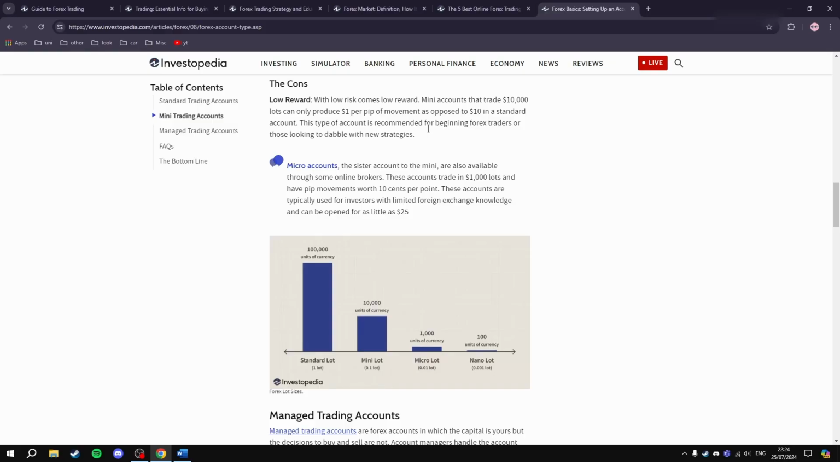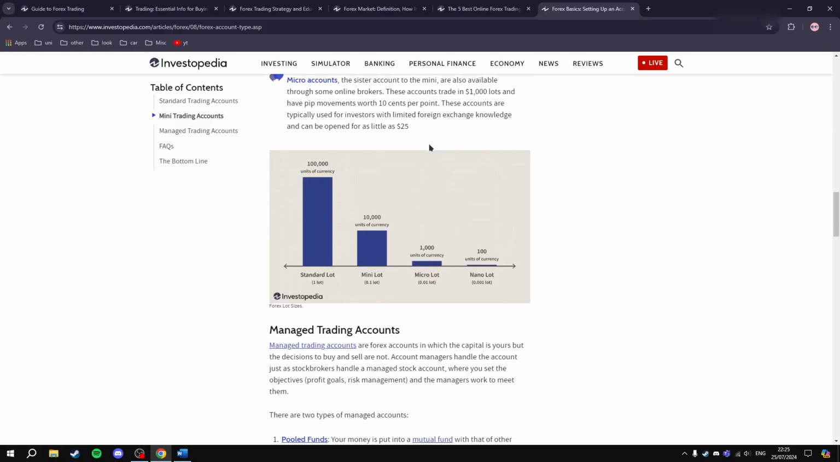Micro accounts, a sister account to the mini, are also available through some online brokers. These accounts trade in 1,000 lots and have pip movements worth 10 cents per point. These accounts are typically used for investors with limited foreign exchange knowledge and can be opened for as little as $25. So Forex lot sizes: standard lot 1 lot 100,000, mini lot 10,000, micro lot 1,000, and nano lots 100.